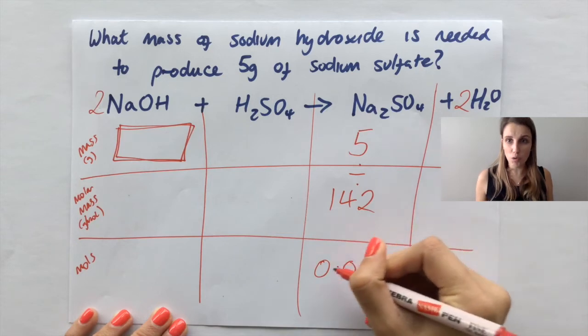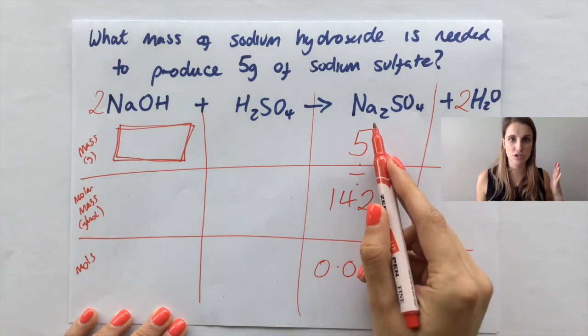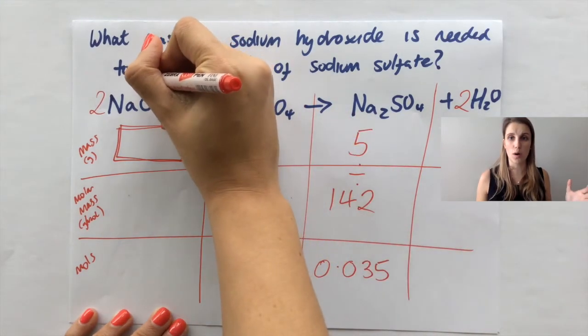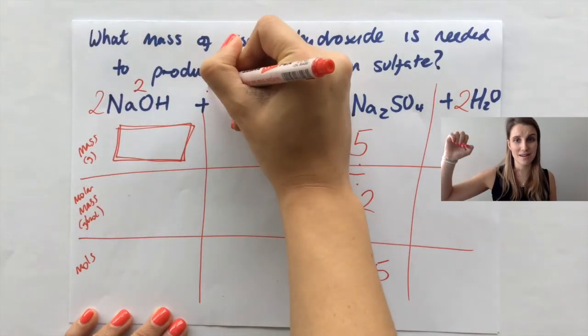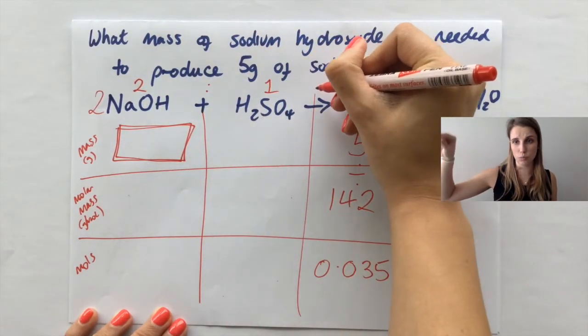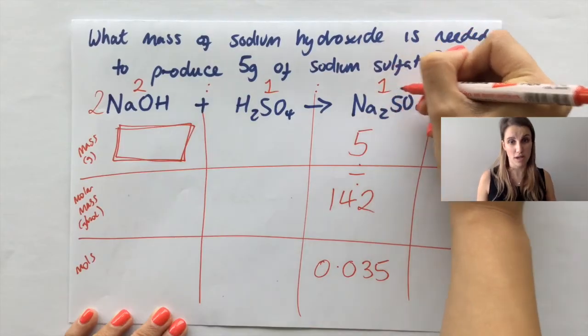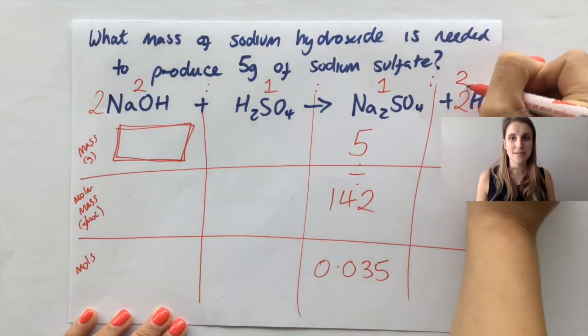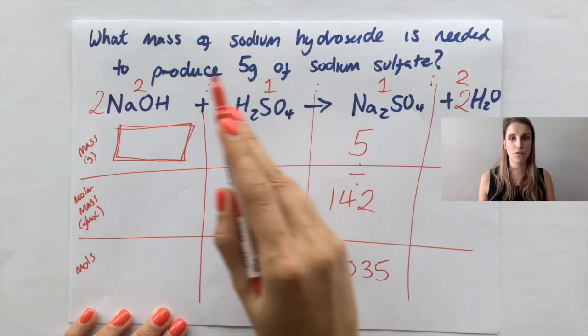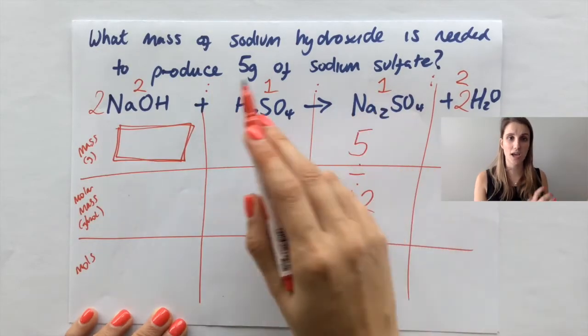Now I need to use the mole ratios to work out how much sodium hydroxide I'm going to have. Oh, I've forgotten to put them at the top. So let's add those in. So I've got 2 to 1 to 1 to 2 is my mole ratio in this equation. So what that means is if I had 1 sodium sulfate, I would make 2 NaOHs.